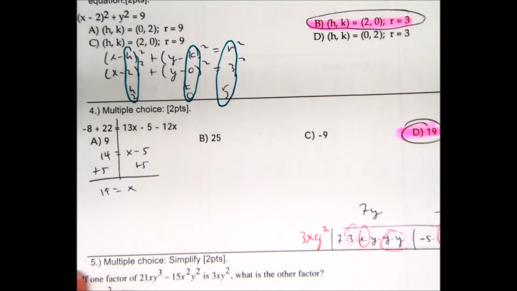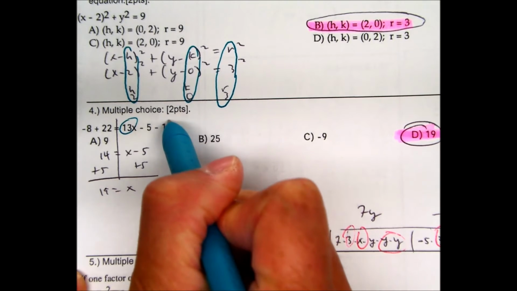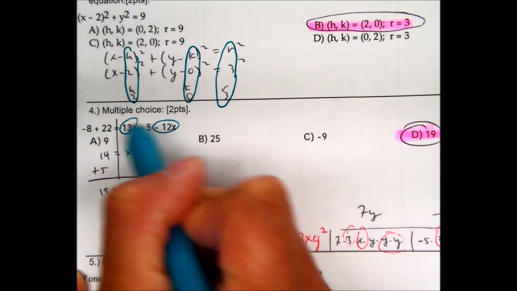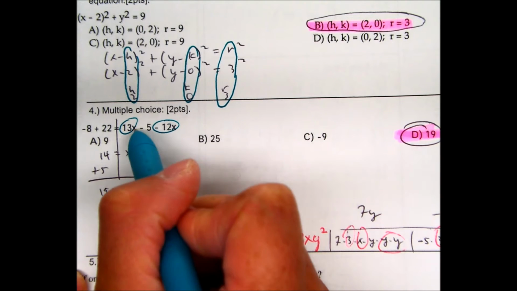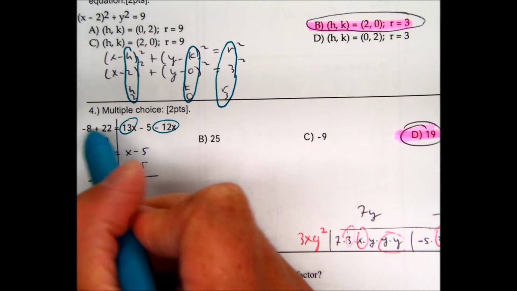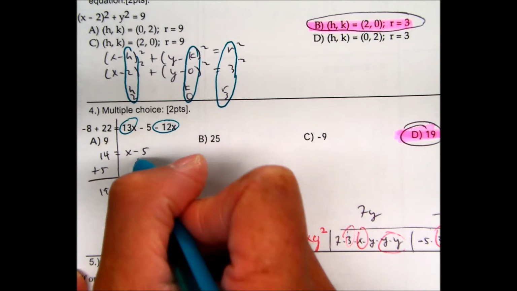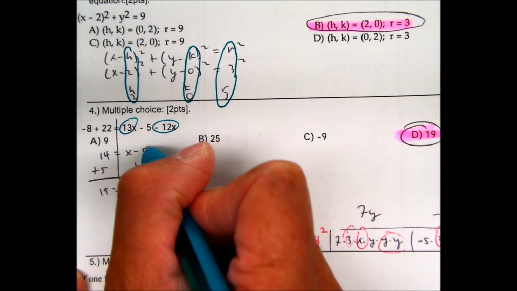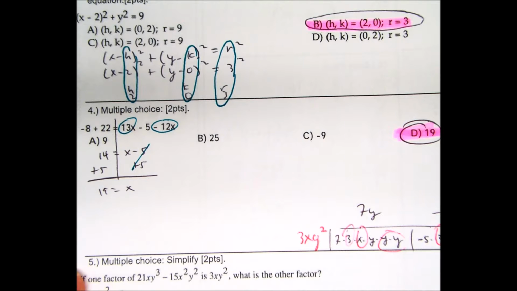Question number 4, the answer is D. I'm going to combine like terms right here. Remember, on one side of the equation, your like terms, you're just using the math operations. 13x minus 12x is 1x. You have the minus 5. To go across the equal sign, you're doing opposites, the inverse. So add 5, because that will equal 0. And here you have x equals 19, which is choice D.